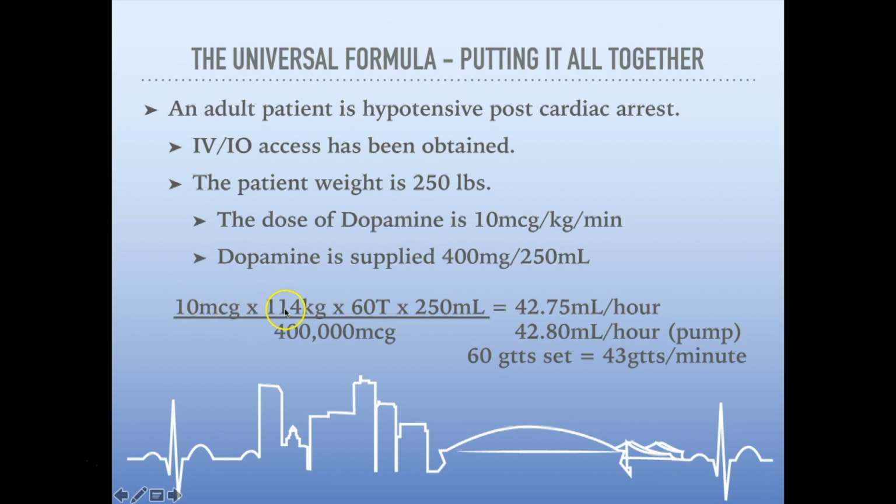We'll set our formula up, and you can see we have 10 micrograms for our desired dose. We'll multiply that by the patient's weight in kilograms, which is 114. We'll also multiply that by our time coefficient, which is 60, and then by our volume, which is 250 milliliters. We'll divide all of that by our supplied amount, which is 400,000 micrograms, which was converted from milligrams by adding 3 zeros behind it. When we calculate that, we get 42.75 milliliters per hour.